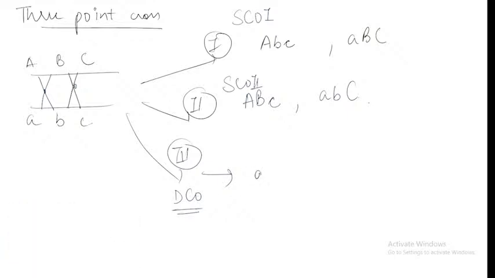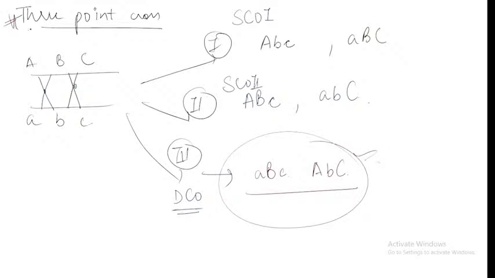Yes, it would be small a, capital B, small c, and capital A, small b, and capital C. Very good. So this would be the resultant. So this is what we discussed yesterday about the 3-point cross.